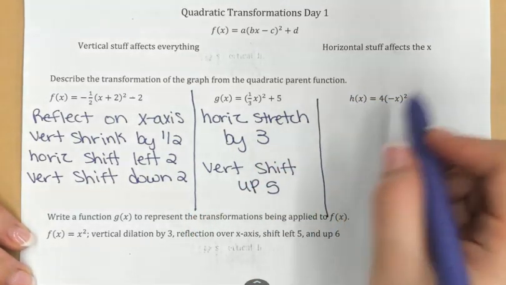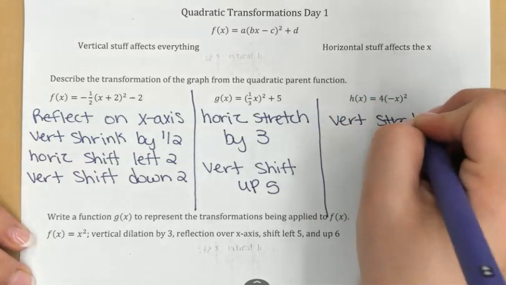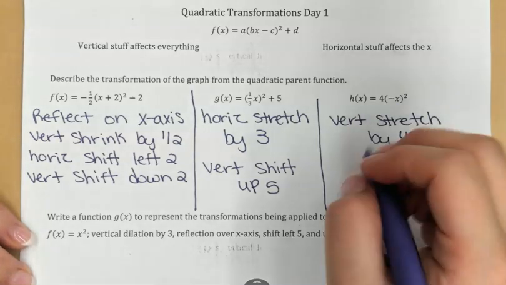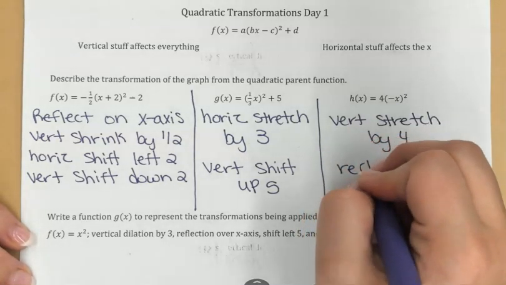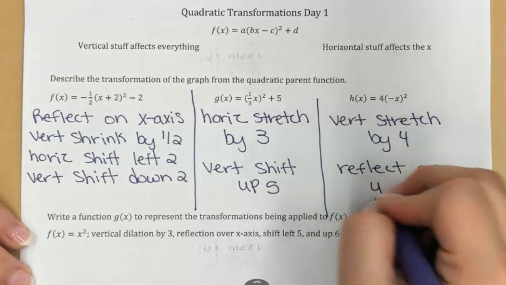Okay, last one, the 4 on the outside tells me that I have a vertical stretch by a factor of 4. And that negative on the inside with the X tells me that I have a reflection on the y-axis.